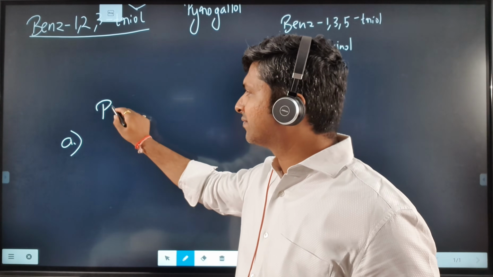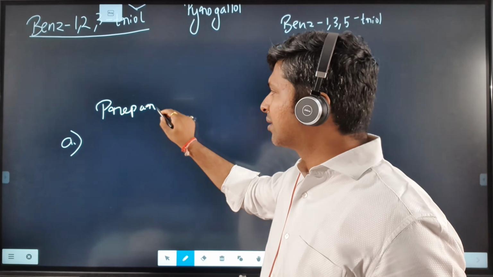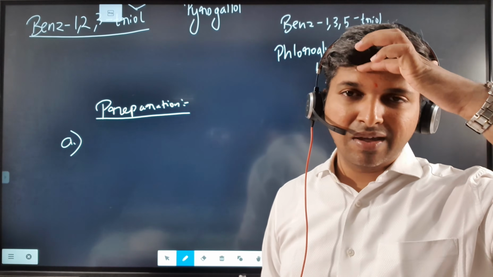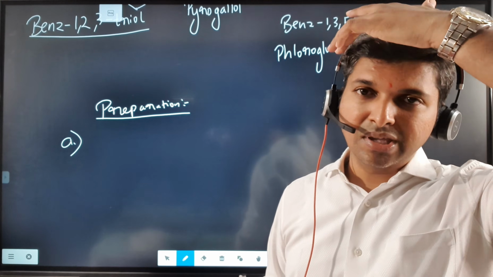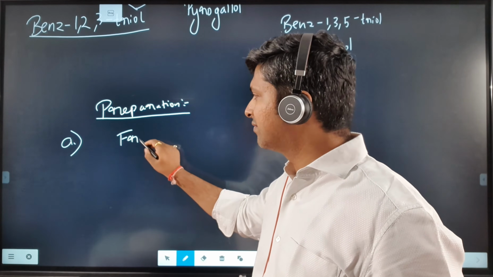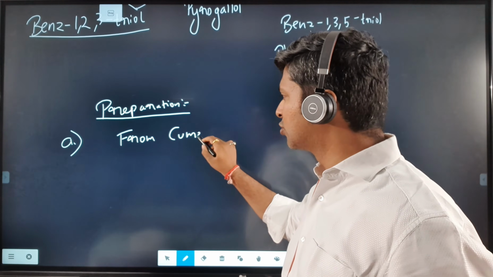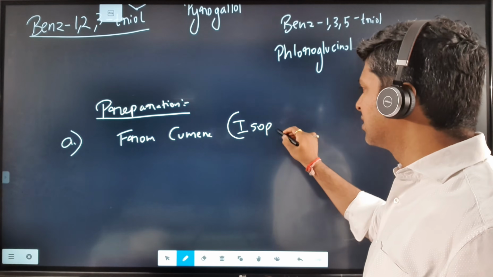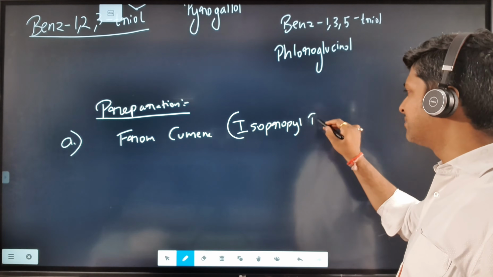Now preparation of phenols is very interesting, because there are 4 to 5 methods in which we can prepare phenols, and we have made mnemonics for almost each and every reaction. So the first one will be from cumene. Now what is cumene? Cumene is isopropyl benzene.